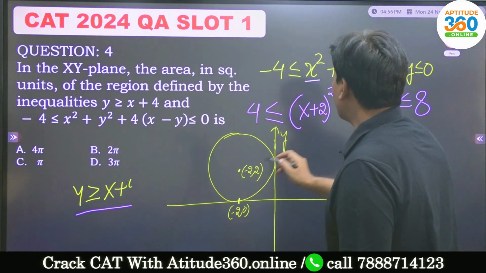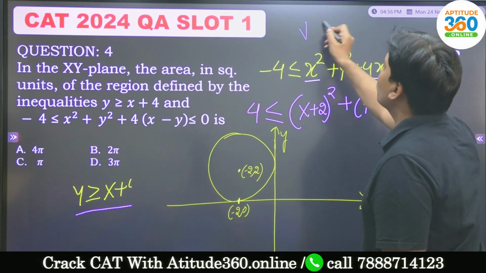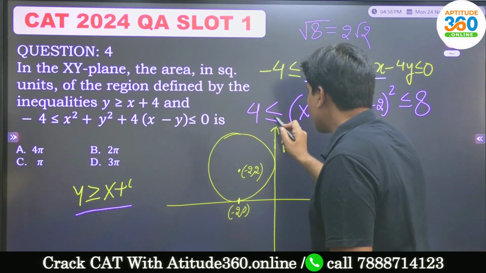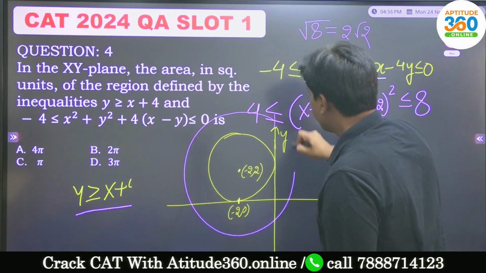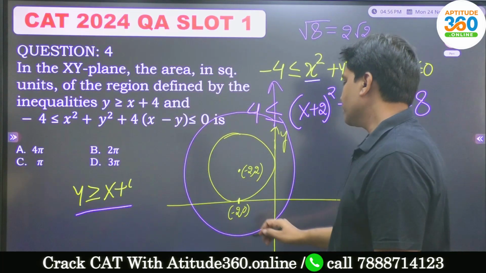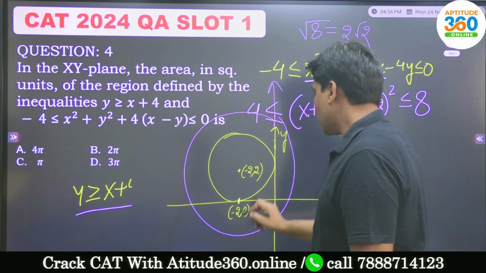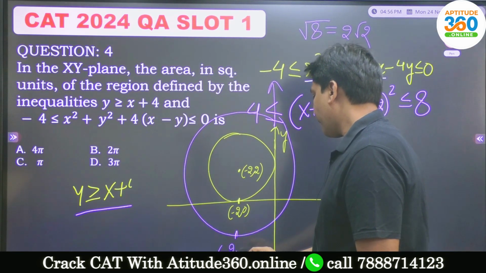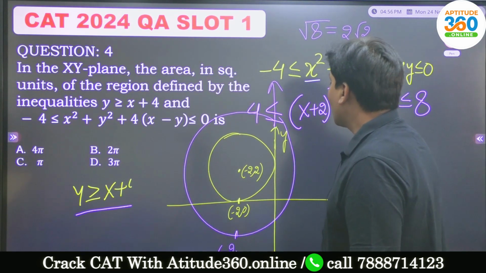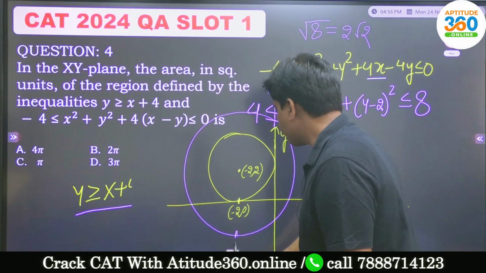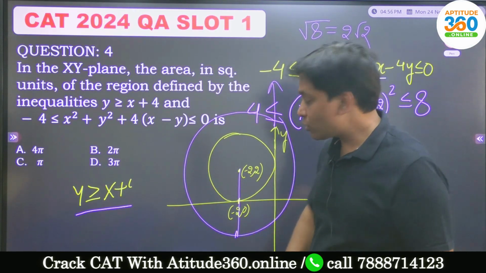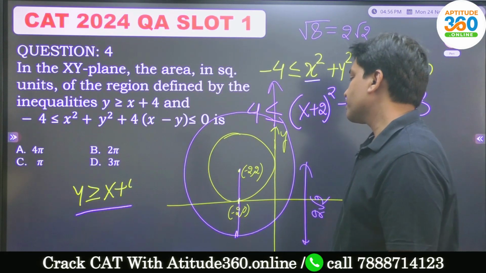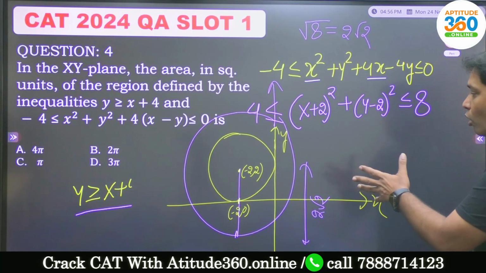For the other circle, the radius is going to be the square root of 8, which is 2 root 2. So probably it is something like this. So this point out here will become -2, right? So from here to here, the distance is going to be 2 under root 2. So these are the two concentric circles that we have.